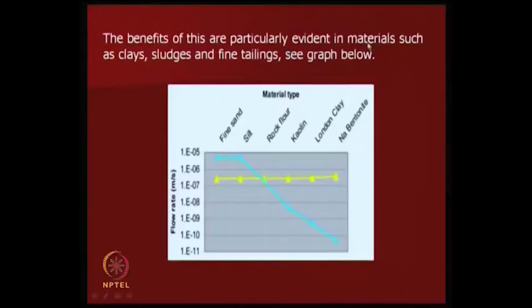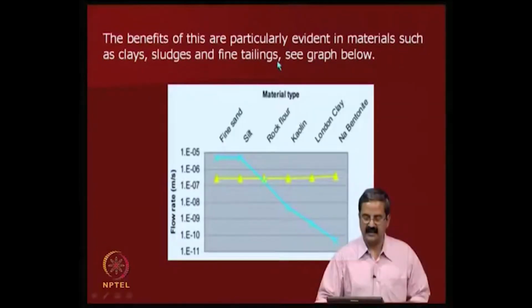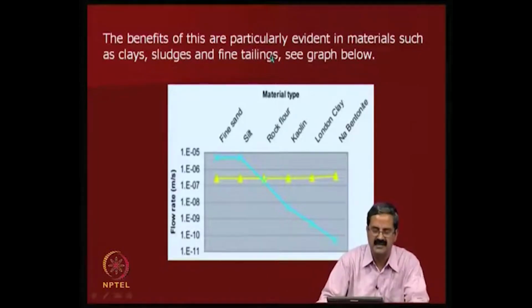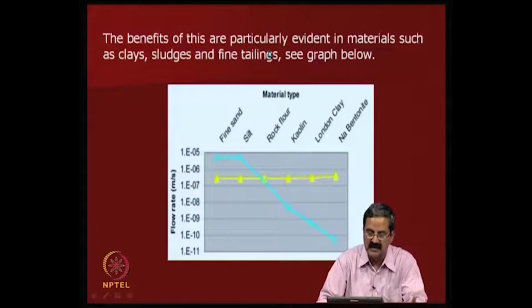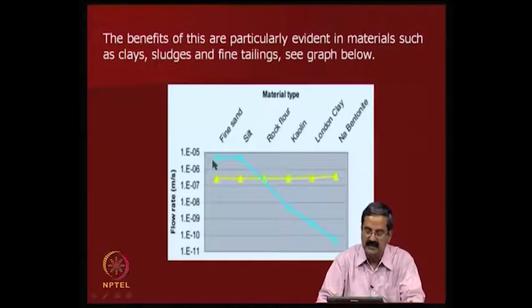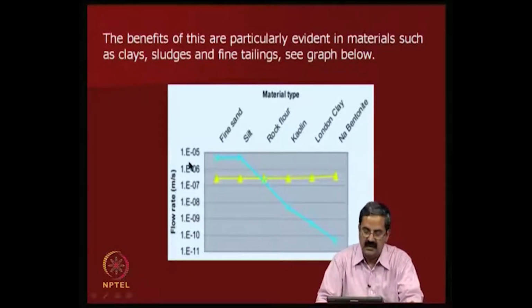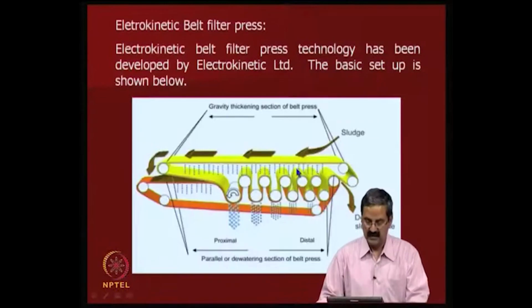The benefits are particularly evident in materials such as clays, sludges and fine tailings, where you have a lot of clays and it is very difficult to handle these materials. This is an example here of flow rate. Depending on the sodium bentonite, the permeability, kaolin and fine sand, the flow rates are low. So you use this method to reach a level where it is quite efficient. I will show you the process.